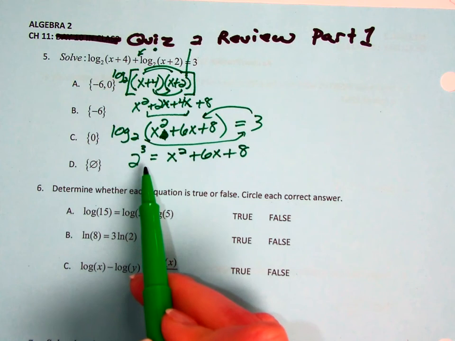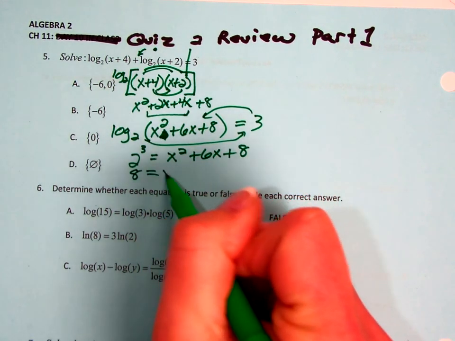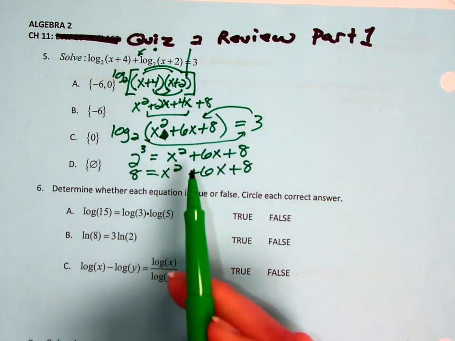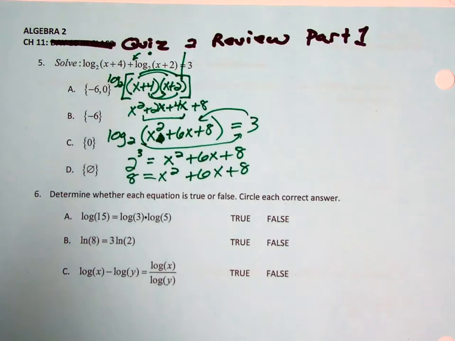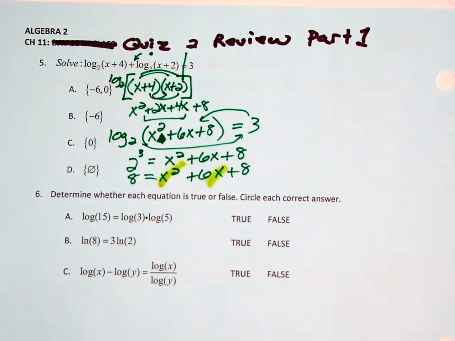So now the first step would be to actually cube this. So 2 to the third power is 8 equals x squared plus 6x plus 8. Now the issue is, how do I solve something like this? Well, normally we would try to get x alone, but the issue is we have an x squared term and we have an x term. So we can't just get x alone because there's two x's.